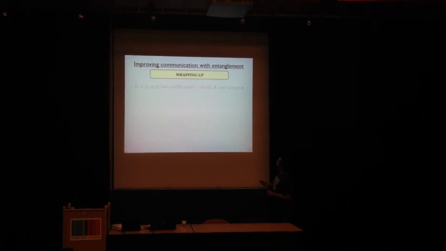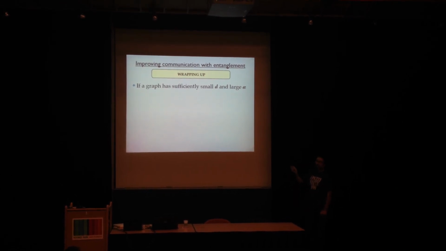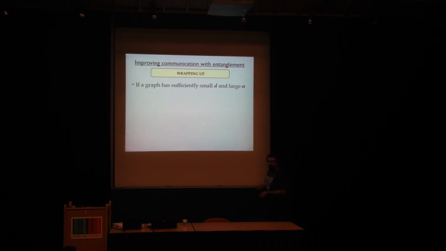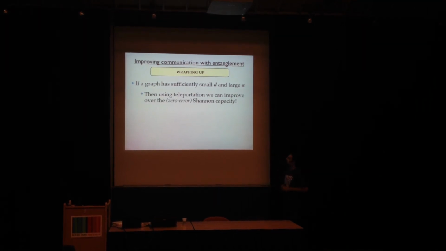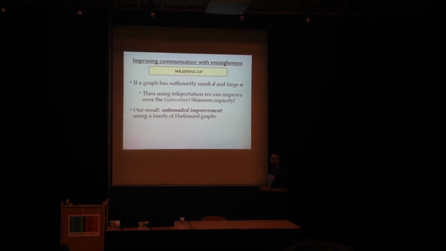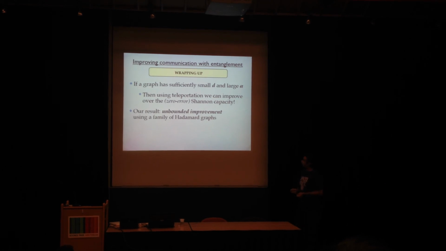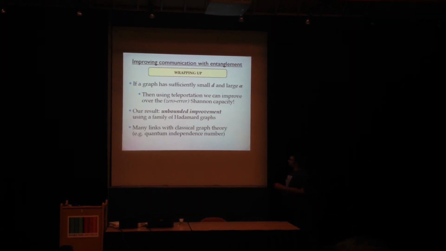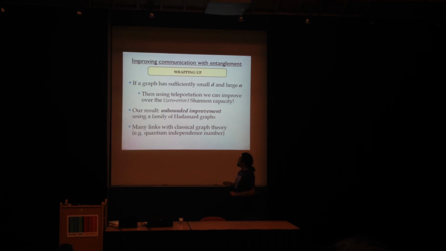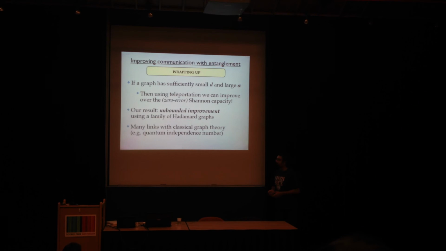And okay, this was a toy example, but in general, if a graph has sufficiently small orthogonal representations and a large independent set, then we can use teleportation to boost the Shannon capacity. And we found a family of graphs that give us unbounded improvement, in the sense that you can tell me, oh, give me a graph that has this improvement, and I can find one from this family. And on the way, we found many links with classical graph theory. For example, we defined a quantum independence number in this setting. Thank you very much.